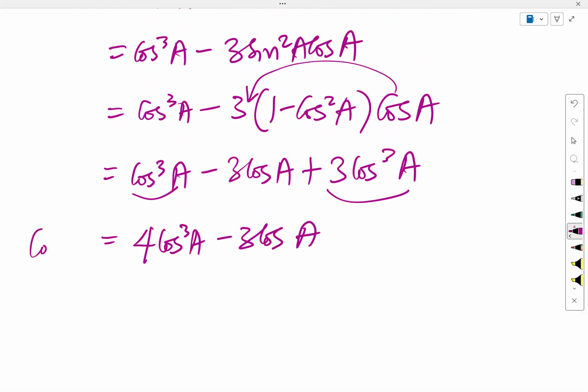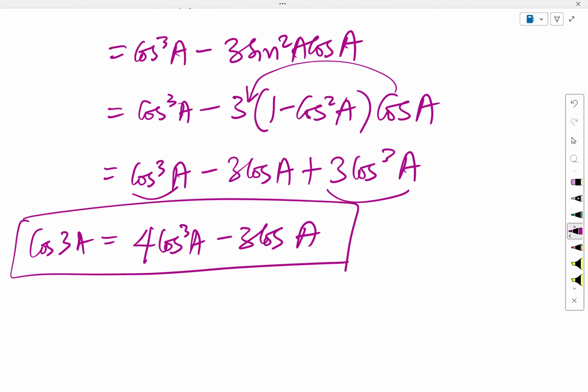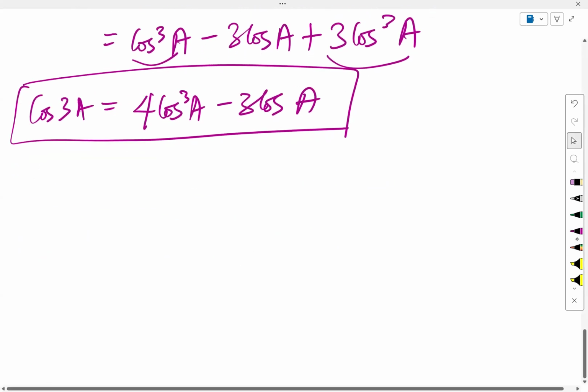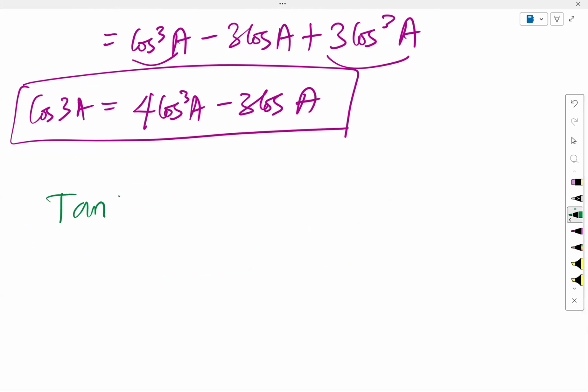And that is what cos 3A ends up as: 4 cos cubed A minus 3 cos A. So still talking about triple angle, whatever we do for sine and cosine, we have to do for tan. So let's go doing tan 3A. For tan 3A, what do we get? Interestingly, we already know the pattern for tan, so we can go for that.